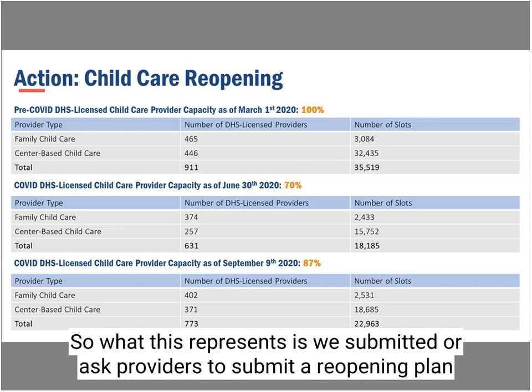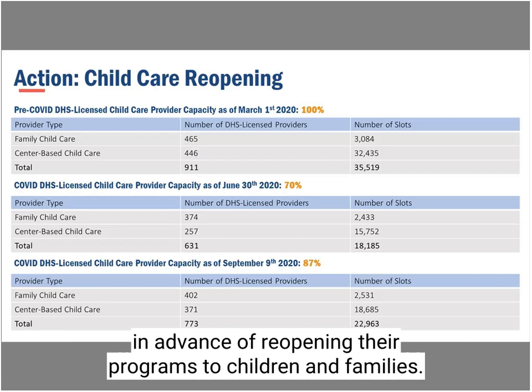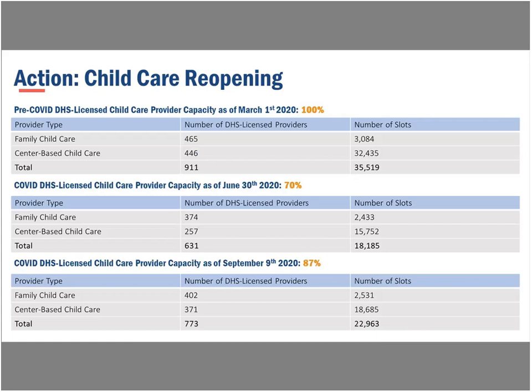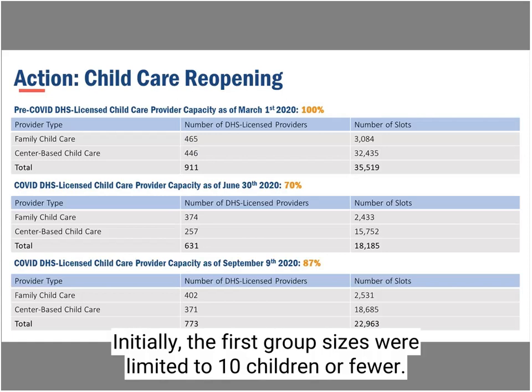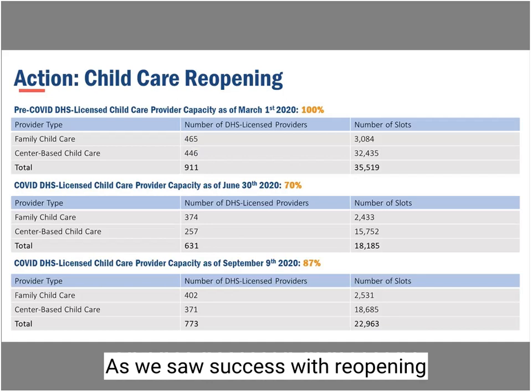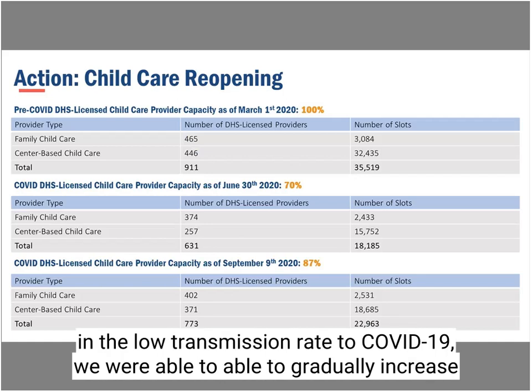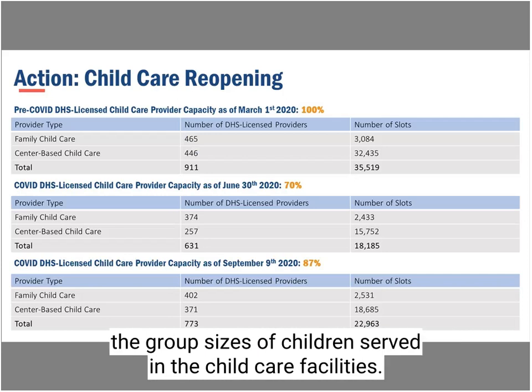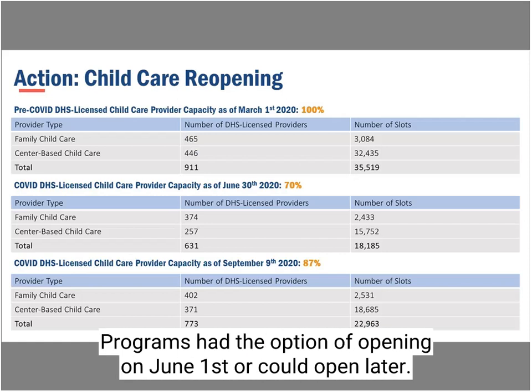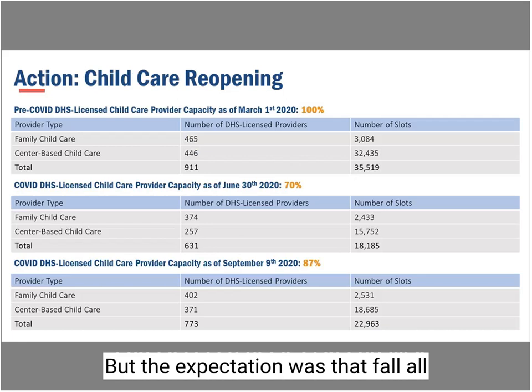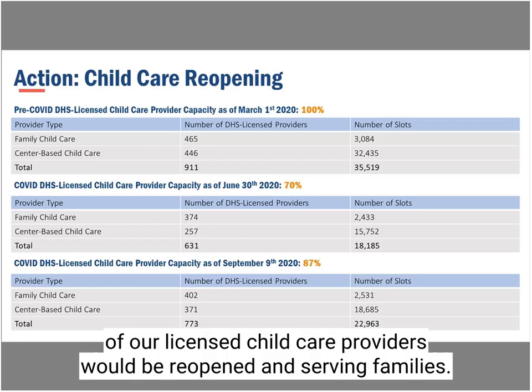So what this represents is, we asked providers to submit a reopening plan in advance of reopening their programs to children and families. And we did this through a phased-in approach. Initially, the first group sizes were limited to 10 children or fewer. As we saw success with reopening and the low transmission rates of COVID-19, we were able to gradually increase the group sizes of children served in the childcare facilities. Programs had the option of opening on June 1st or could open later, but the expectation was that by fall, all of our licensed childcare providers would be reopened and serving families.